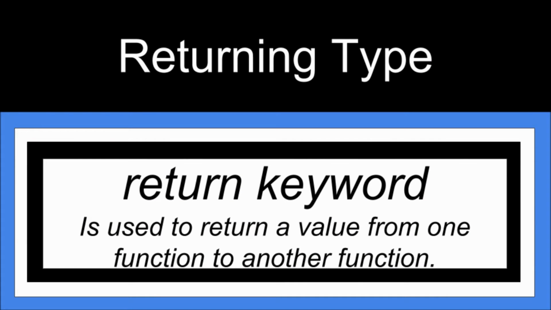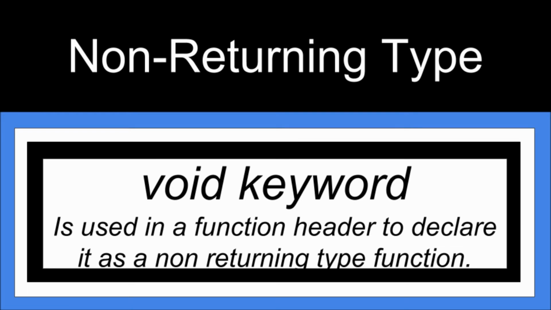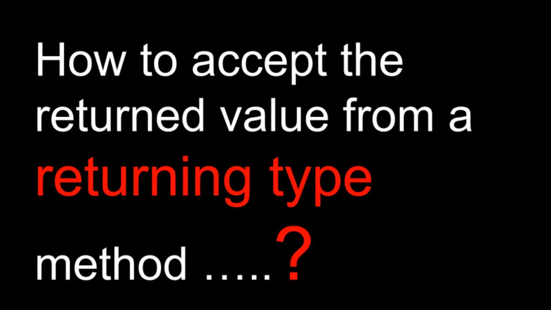Talking about the returning types, the return keyword is used to return a value from one function to another function. A function which should return a value may start with return types such as int, double, float, etc. These are the same names as the data types. And about the non-returning types, the void keyword is used in a function header to declare it as a non-returning type function. It means that if one has declared a void keyword in the function header, the function cannot return any kind of value. Now the question arises, how to accept the return value from a returning type method?